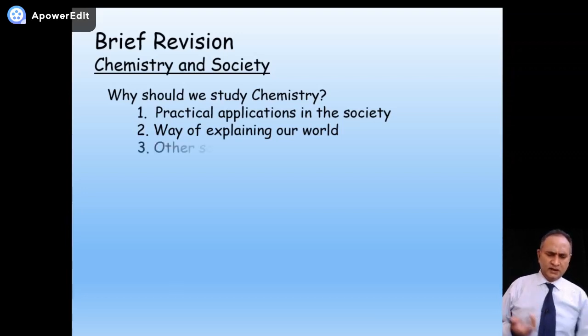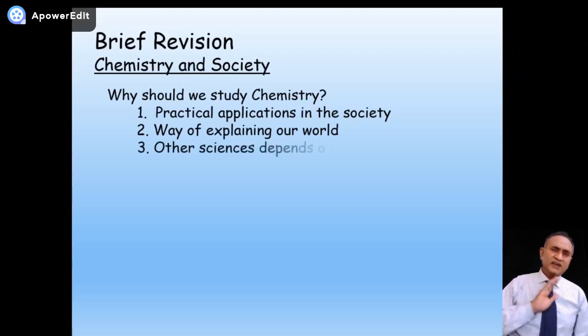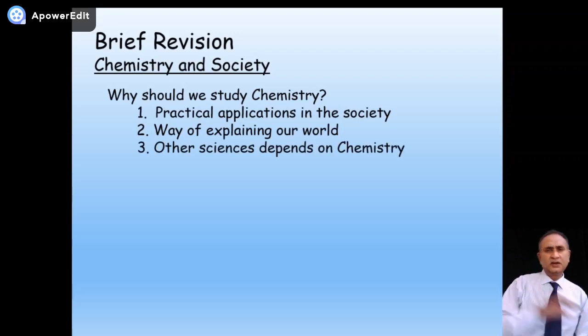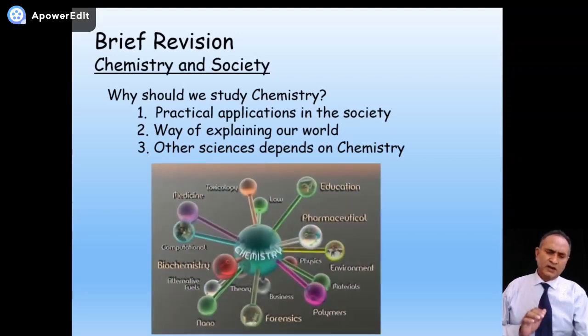What else? There isn't any other branch of science like physics, maths, geology, zoology, botany, microbiology, etc., which does not depend on chemistry. All other branches need the information which is provided by a chemist. Means chemistry is the main tool for other sciences to flourish, right? So this we have done.